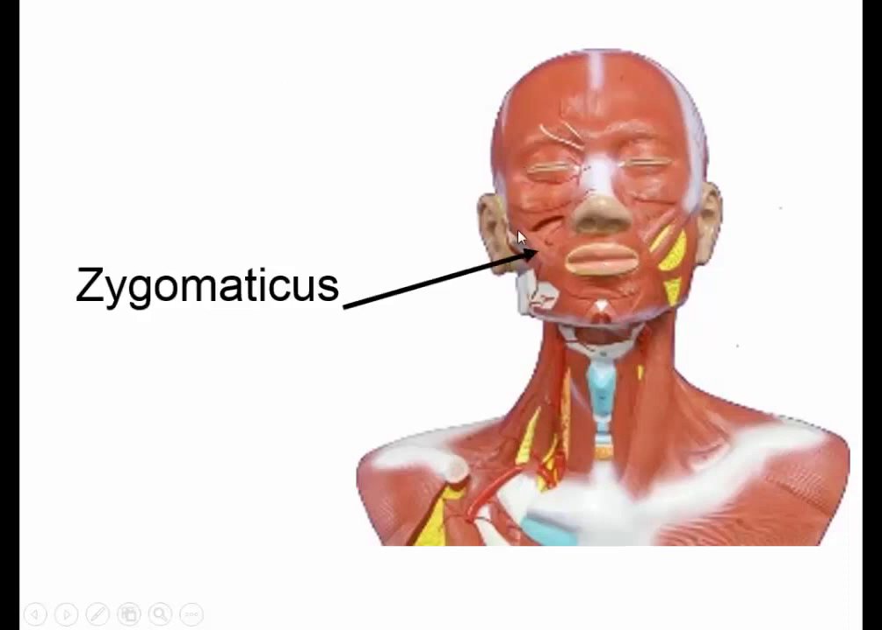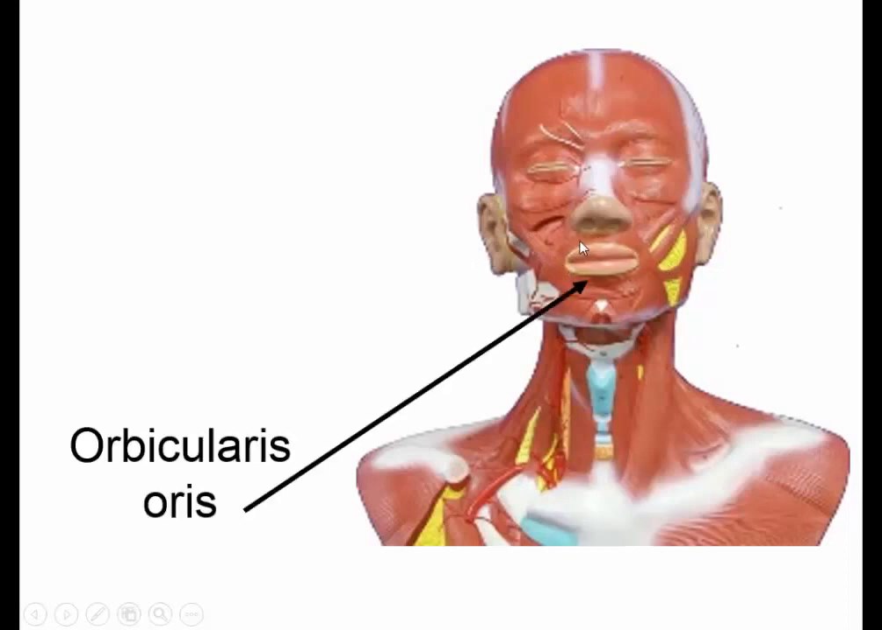Here in the cheek, this is the one that runs from the zygomatic bone to the corners of your mouth. When this muscle shortens, you are going to smile. This is the zygomaticus. And here you have another sphincter muscle surrounding your mouth. This is the orbicularis oris. This is what allows you to close your mouth.